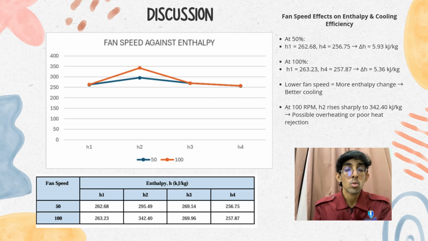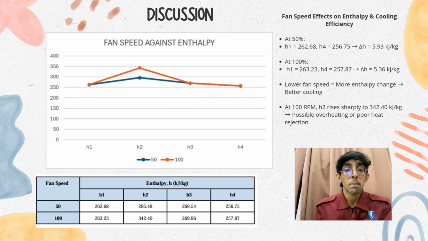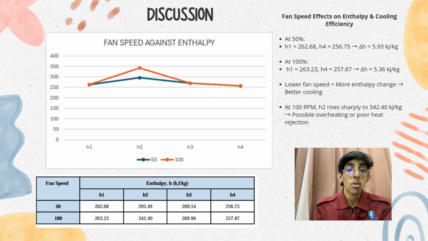This spike may point to overheating or inefficient heat rejection on the condenser side, which can reduce the system reliability and increase the wear on the components. Overall, the lower speed not only extracts more energy from the indoor air but also helps maintain better thermal stability in the system. This reinforces the need to optimize the fan speed, balancing airflow and energy efficiency.